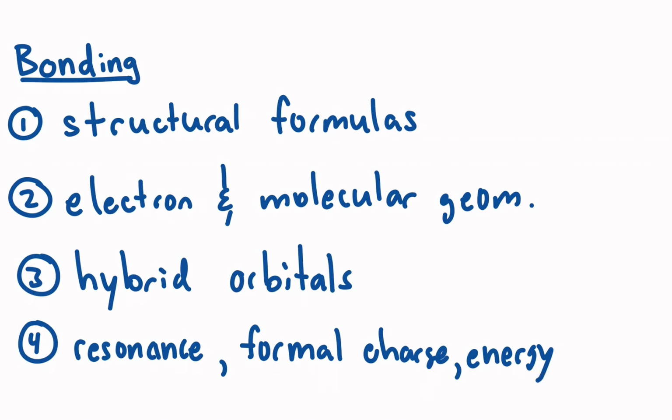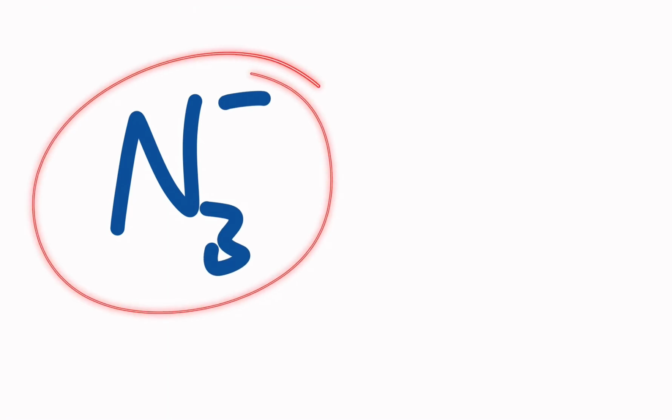As an example, let's consider the formula of the azide ion. That is the N3 negative ion. So let's talk about as much as we can related to this simple little formula. So how do we draw a structural formula?